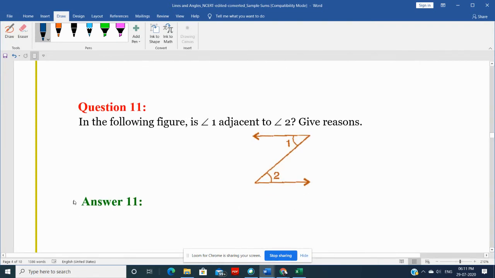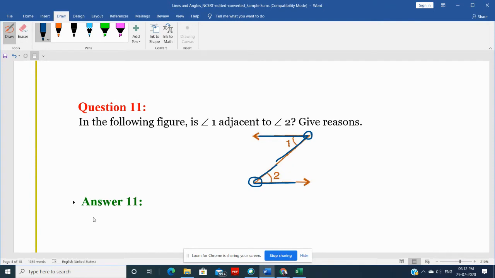Now next question is, in the following figure, is angle 1 adjacent to angle 2? See, for any two angles to be adjacent, the first thing is their vertices should be common. Now here, for angle 1, the vertex is this point. And for angle 2, the vertex is this point. Two vertices are different, right? They are not sharing the same vertex. So that's why we can say that no, right?